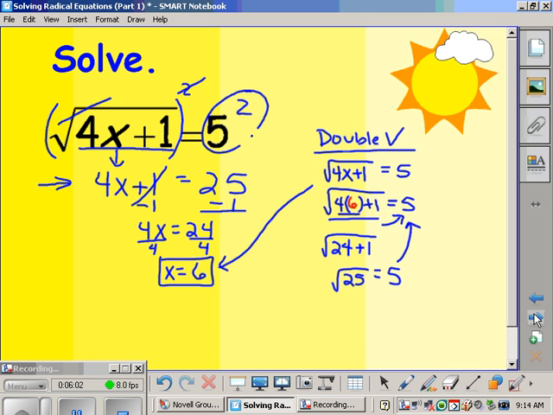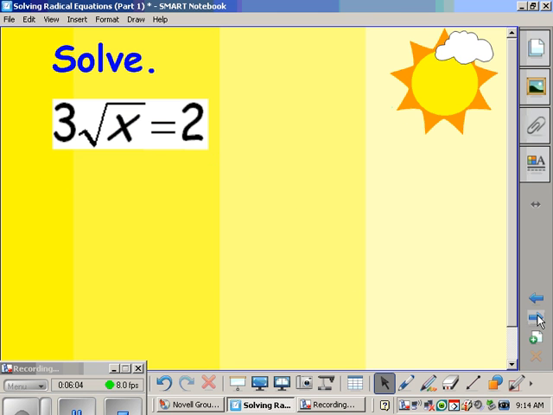Let's take a look at an additional problem. Here we have 3 times radical x equals 2. So once again, we want to go ahead and isolate our radical. And since the 3 is being multiplied by the radical, we're going to divide it on both sides. This leaves us with radical x equals 2/3.